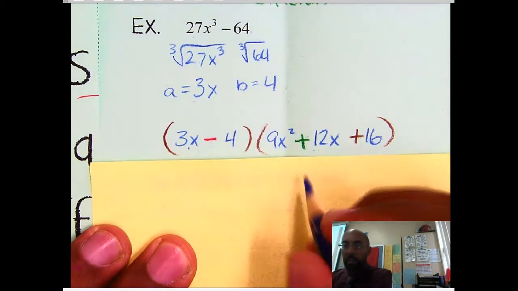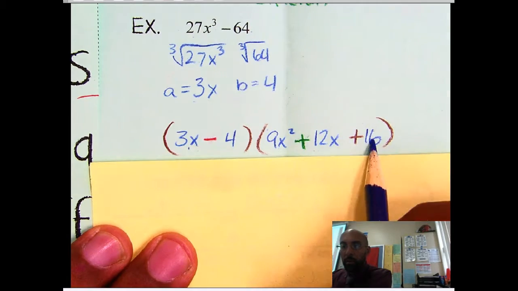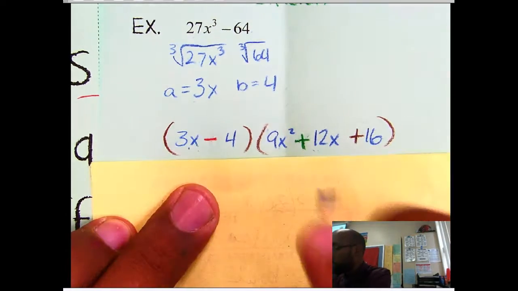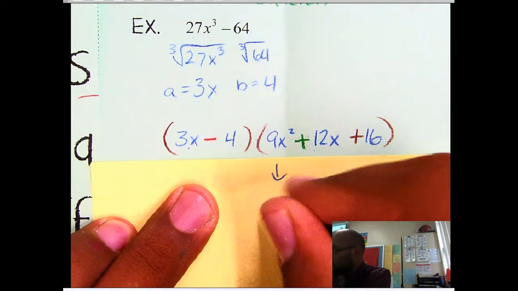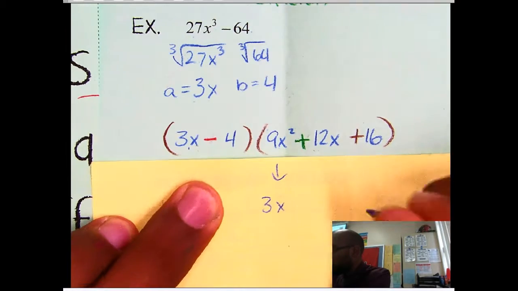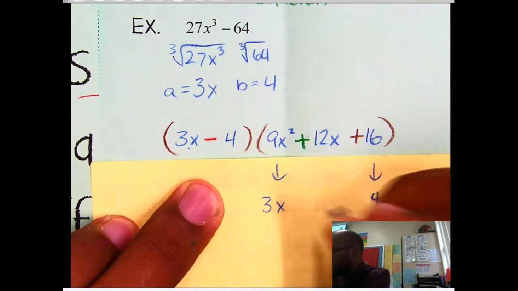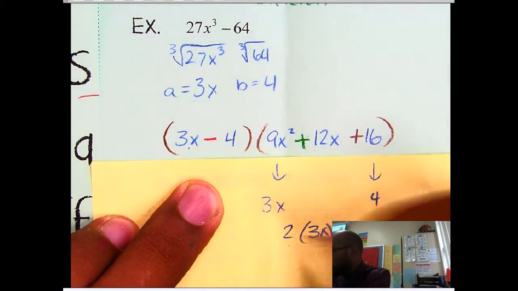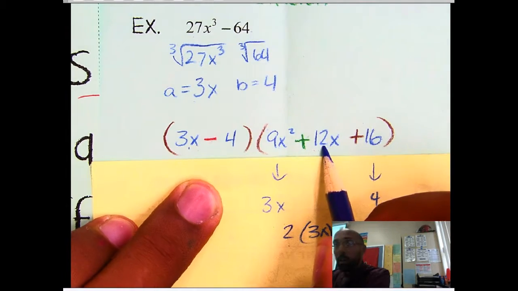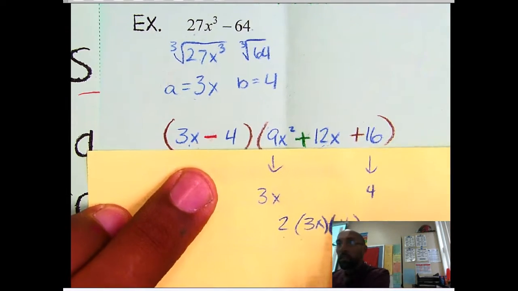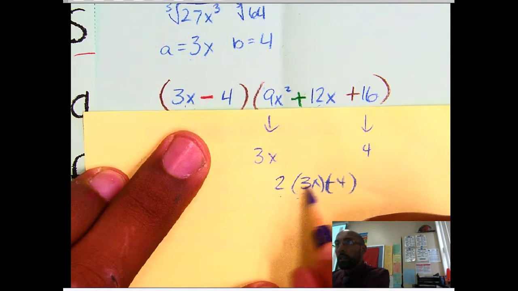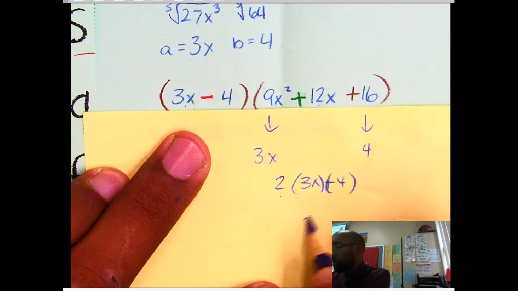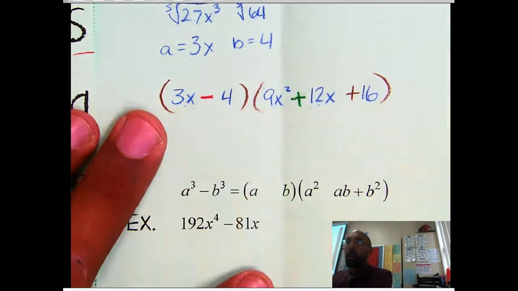For some of you, you'll notice that that's a perfect square and that's a perfect square, so you might try that. But remember, you have to check it first. If I take the square root of that, and then the square root of that, and multiply them together, and multiply that times 2, does that give me the middle number? Well, 2 times 3 is 6 times 4, 24x. So no, that would not work, so I couldn't do that.